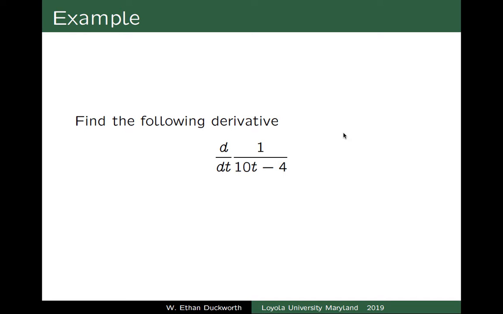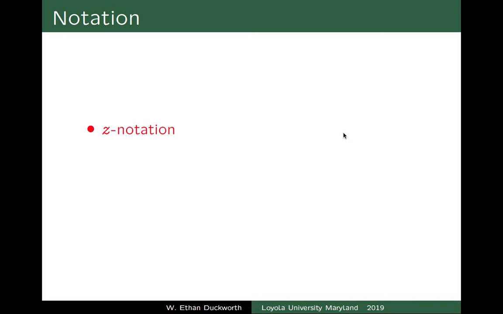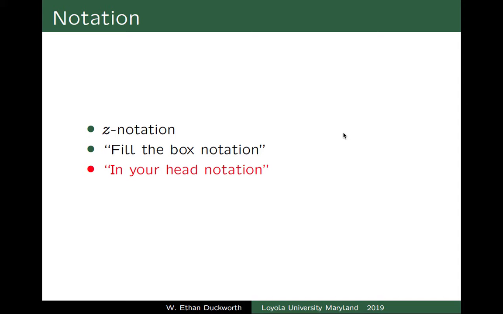In this example, we're going to find the derivative of 1 over 10t minus 4. And this is a chain rule problem, and I'm going to do it in three slightly different kinds of notation. I'll use the z notation, the so-called fill the box notation, and finally the in your head notation.